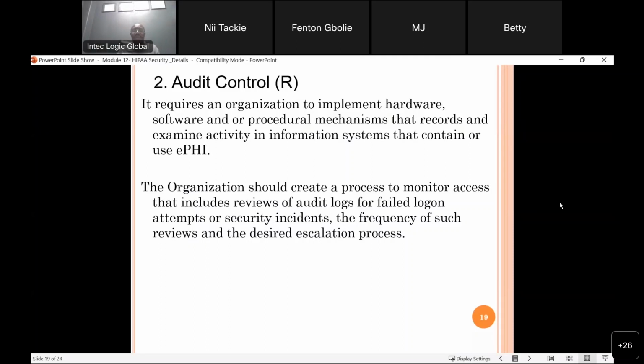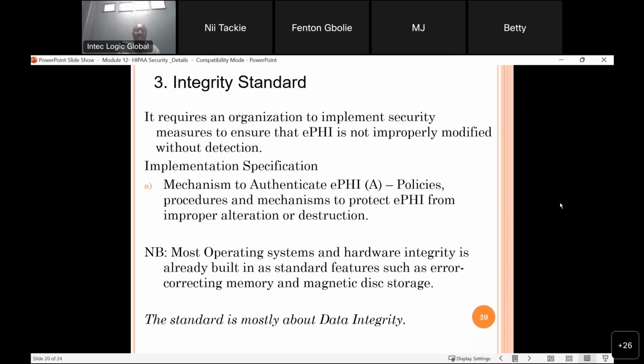So, logs of failed logon attempts or security incidents, the frequency of such reviews, and desired escalation processes, right? There's a dedicated person being paid who sits behind the computer all the time and monitors this traffic. Anytime somebody accesses something that is out of the ordinary, they have an escalation process that they need to initiate for action to be taken. So it's part of the audit.